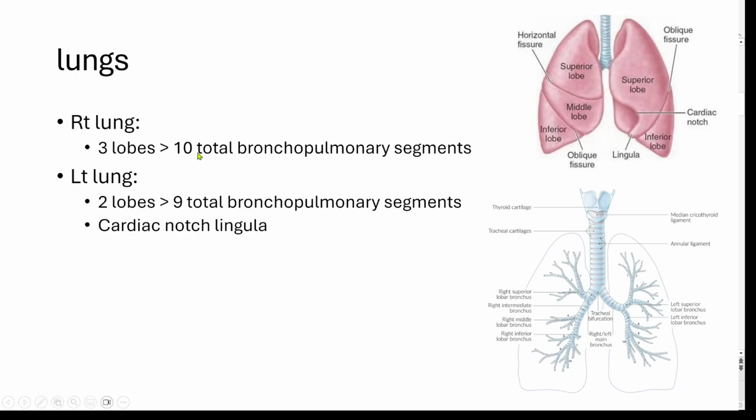With the lungs, as I said, we have 3 lobes on the right. We have one special fissure, the horizontal fissure on the right side, and oblique fissures on both sides, the lingula, and the cardiac notch for the heart on the left side. Those bronchopulmonary segments are very important to remember because they are histologically separated by interlobular septa.